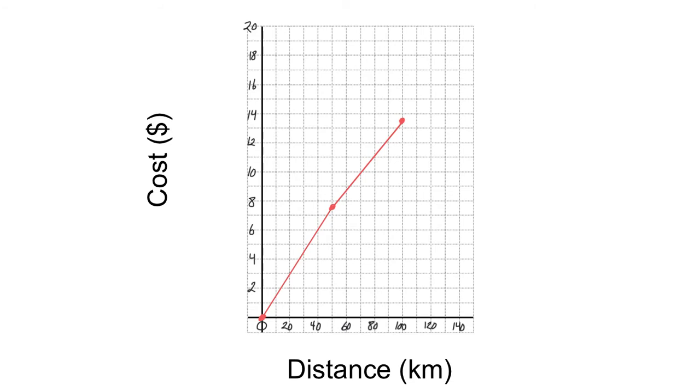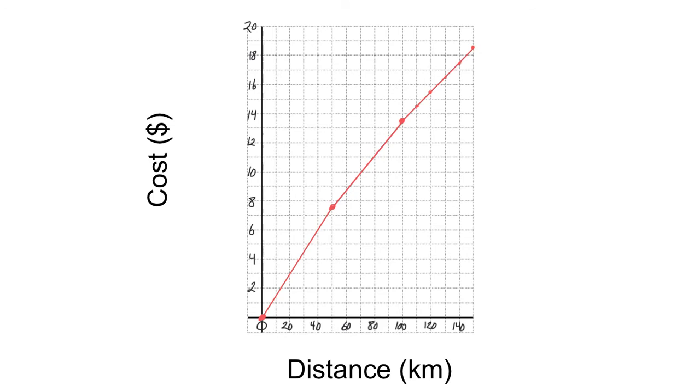Okay, now everything beyond 100 kilometers, you get charged 10 cents per kilometer. So what I did was I just went up every 10 kilometers. If it's 10 cents for each kilometer, then 10 kilometers would be $1. So if I go up 10 kilometers, I go up $1. 10 kilometers, $1. Okay, so that's how I can figure out the line for the rest.